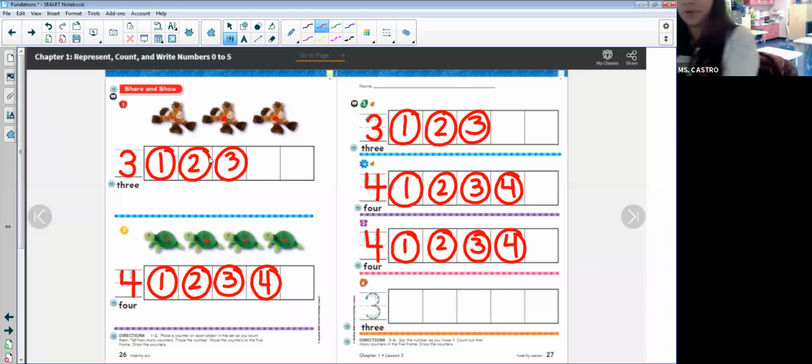So everyone trace the number 3 and then illustrate 3 in the 5 frame using circles, and make sure to label with numbers.